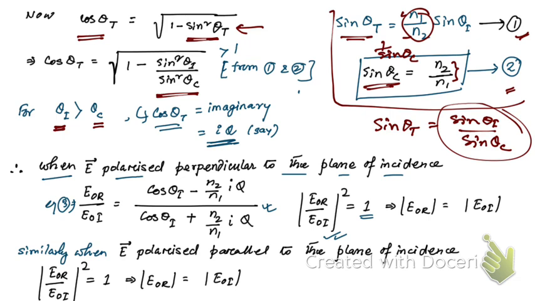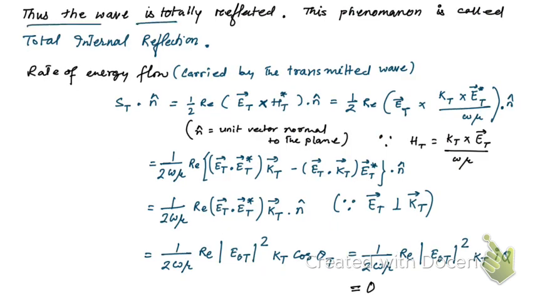So if this is equal to 1, then we're going to get mod of Or is equal to mod of Oi, which means that this incident ray is reflected back to the same medium. Similarly, for the second case also we can show these two are equal, which means the incident ray is reflected back to the same medium completely, right? So thus the wave is totally reflected. This phenomenon is known as total internal reflection, right?